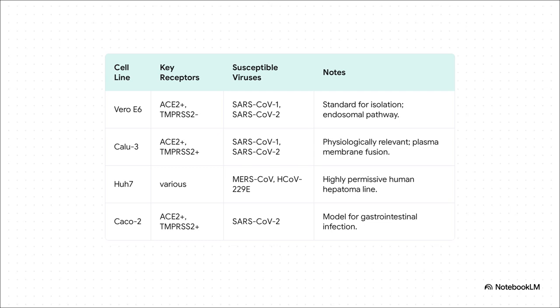The cell line you choose isn't just a detail, it can totally change your results. Just look at the difference between VERO-E6 and CALU3. One has the TMPRSS2 cofactor, the other doesn't. That single difference dictates whether the virus enters through the endosome or fuses at the plasma membrane. So if you're screening an antiviral that targets one of those pathways, your results could be completely misleading depending on your cell line. It's a huge variable to control for.